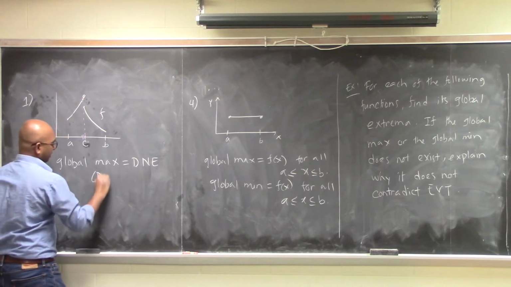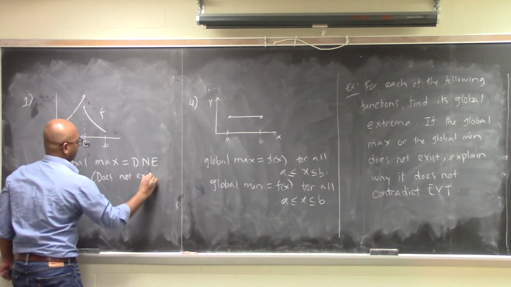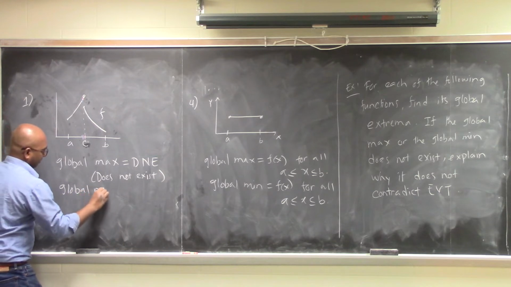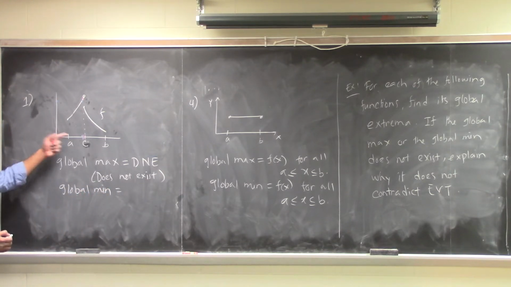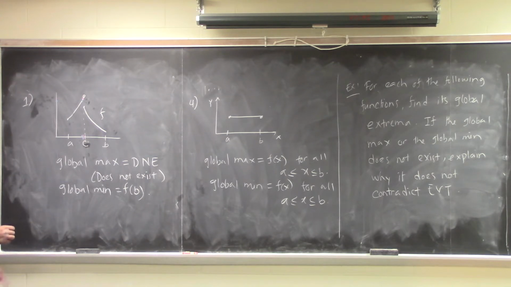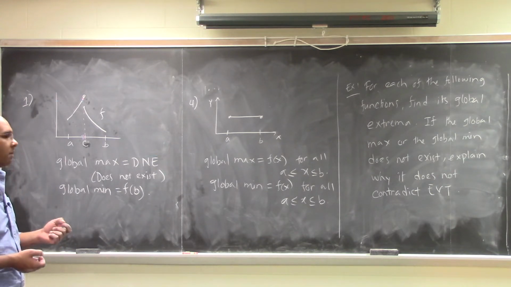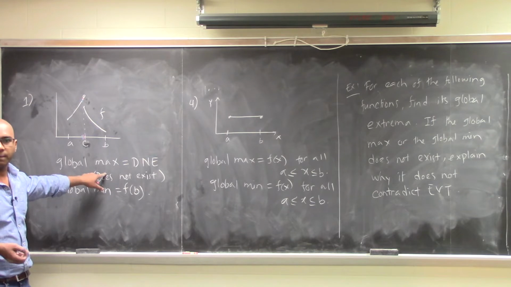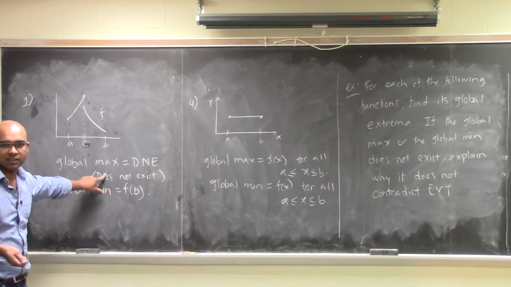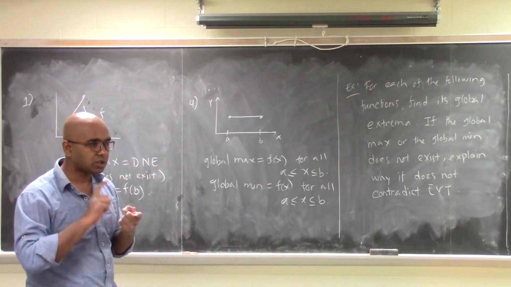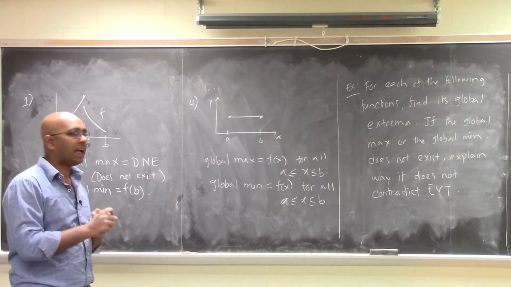So global max does not exist, DNE. And what is the global min? Definitely it's f of B, right? And why doesn't it contradict the extreme value theorem? The extreme value theorem says my function has to have both global max and global min. But here I have a global min, but I don't have a global max. Why is it happening? Something went wrong. What was that? My function was not continuous. Exactly, that was the very first condition for the extreme value theorem. The function has to be continuous. That's number one, and it breaks there.